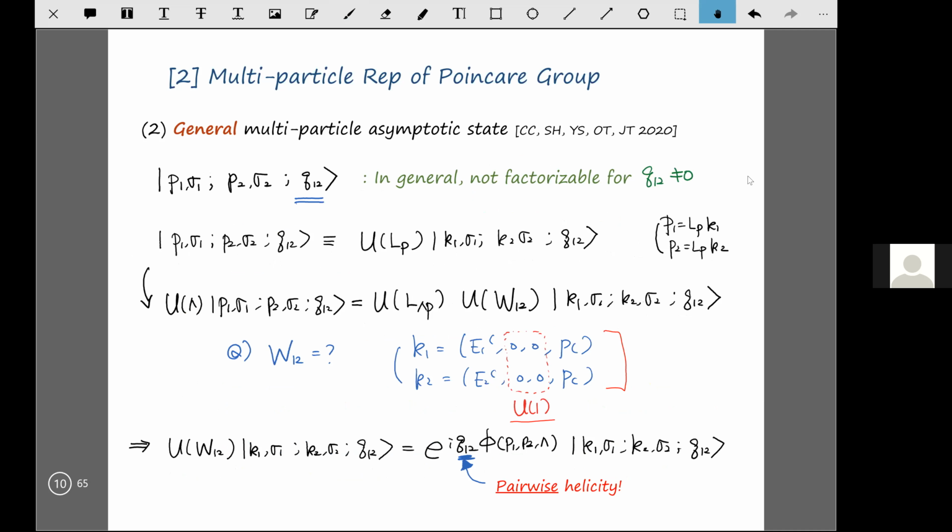You are talking about W12 and the K1, K2 in the center of momentum frame, yes, and the K1 and the K2 have opposite directions.